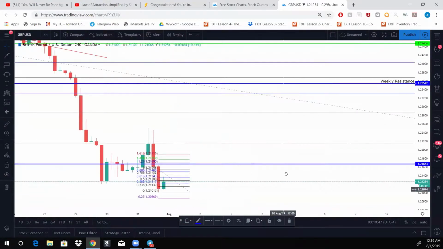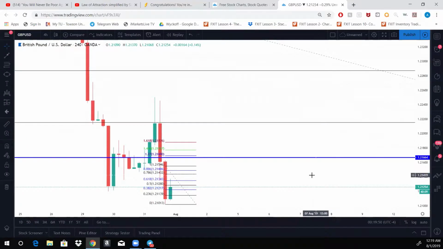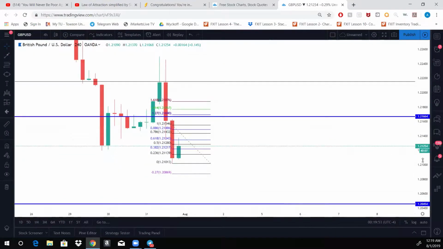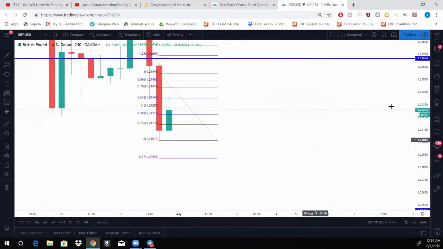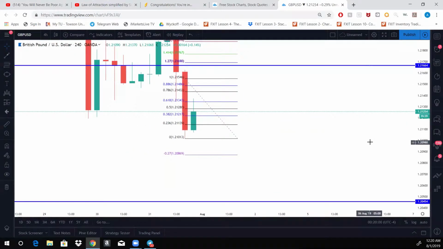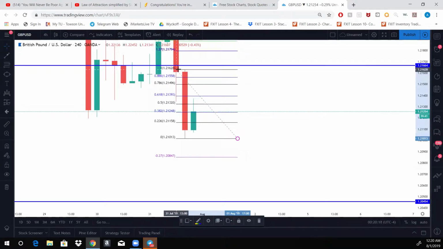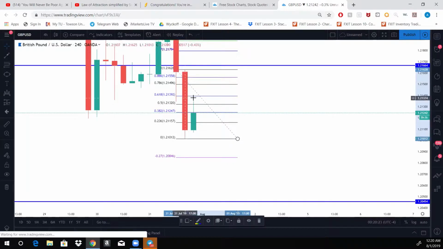And I don't see any good news coming out of the UK to turn this around until, I believe, October 31st, when Brexit is supposedly set to unbundle. But they've been going back and forth about it for a very long time. So we shall see. Even on the weekly, you see the rejection right here.